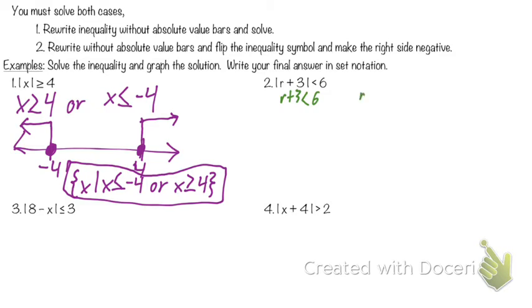The left side stays the same. R plus 3 is greater than negative 6. Yep, that's right. Okay, the left side stays the same. What's in the absolute value bars stays the same in both. What changes is the sign flips, and the right side becomes negative.